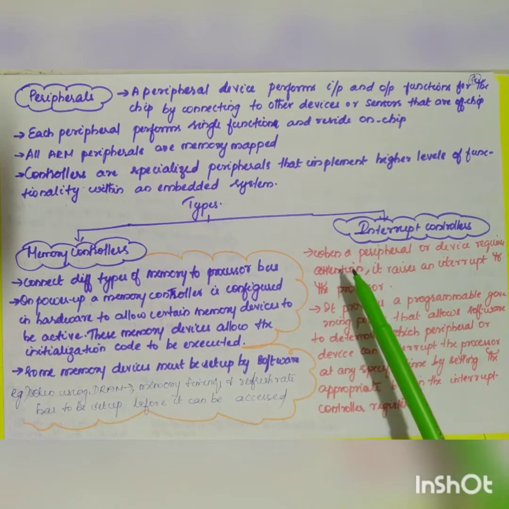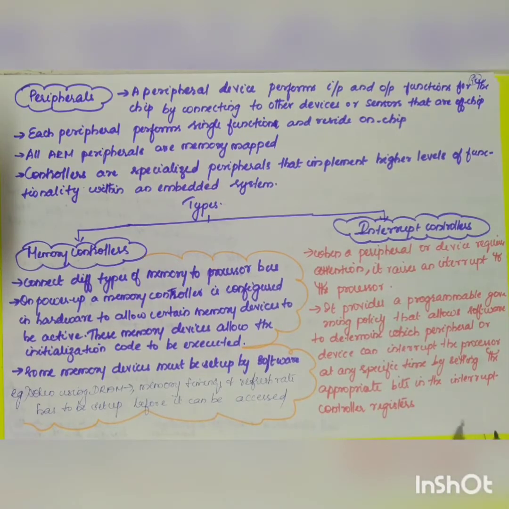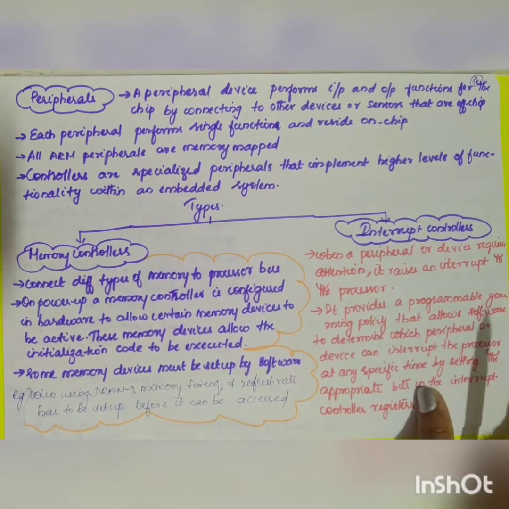Whereas what is your interrupt controller? The name itself gives you the meaning. When a peripheral or a device requires attention, it raises an interrupt to the processor. It provides a programmable governing policy that allows the software to determine which peripheral or device can interrupt the processor at any specific time by setting the appropriate bits in the interrupt controller register.